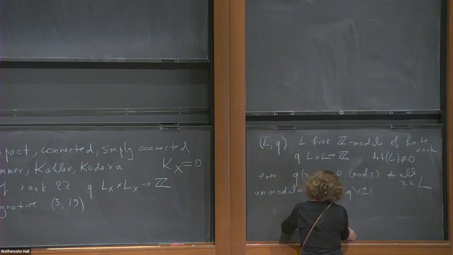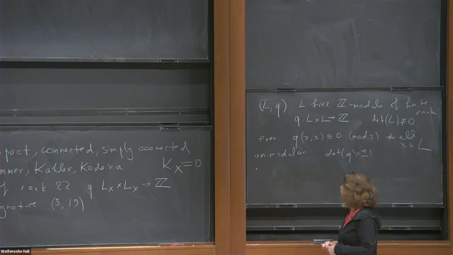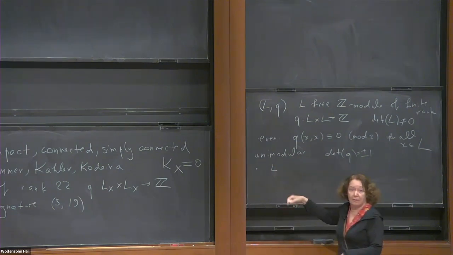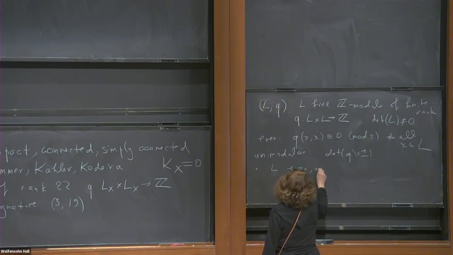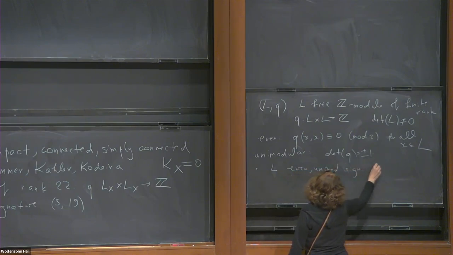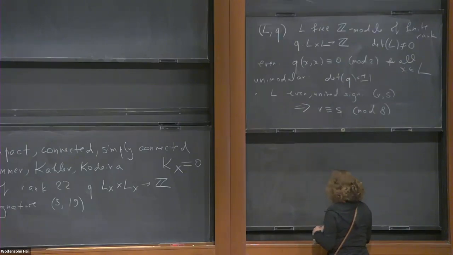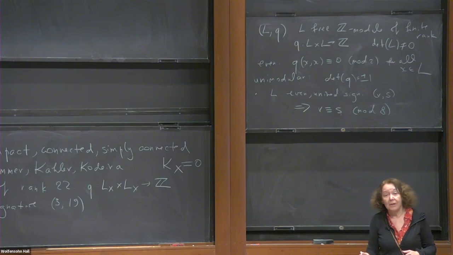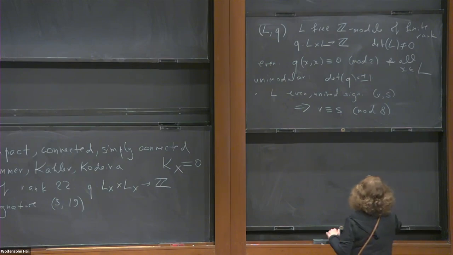There are some well-known facts about the signature of these sorts of lattices. I usually just denote the lattice by L, and Q is understood. So if L is even unimodular of signature (r,s), then r has to be congruent to s mod 8. That's the first thing. And the second thing is that if the lattice is indefinite, so r and s are both greater than zero, then there is a unique lattice up to isomorphism that is even unimodular of signature (r,s).